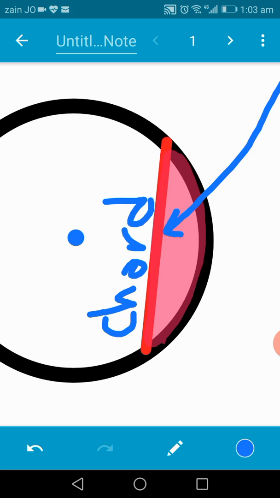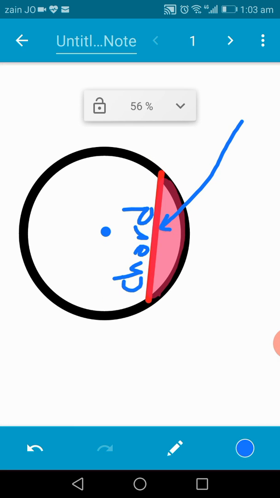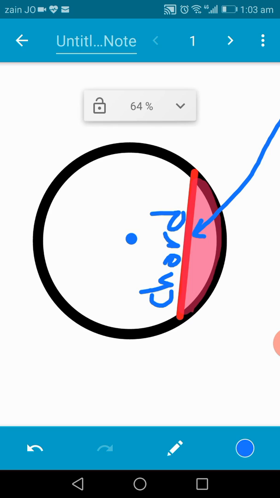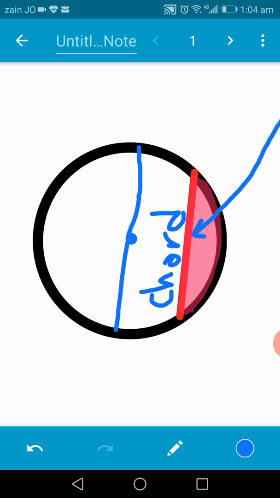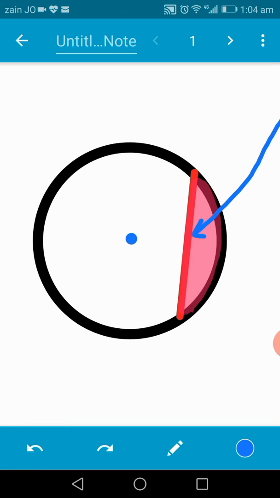So a chord is a line that cuts the circle into two parts. Of course they are not equal, but if the chord cuts the circle into two equivalent parts, in this case the chord is called a diameter. So we know what a chord is. A chord, as I said, is a line that cuts the circle into two parts.